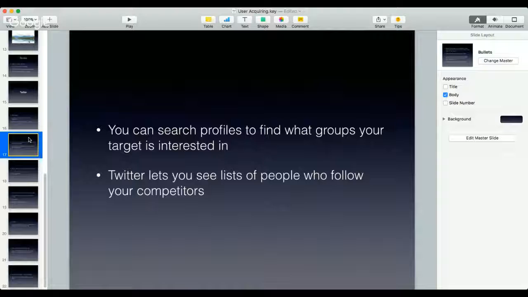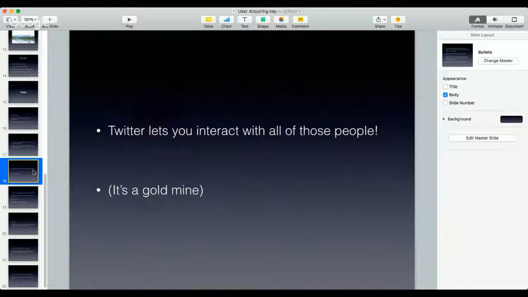If we use business coach as an example, I'm a business coach trying to get more customers. Well, I can actually look at other business coaches and start to see who is actually following them. That's a shortcut way of starting to really find customers who might be interested in my offering. And then, of course, Twitter lets you interact with all these people, which basically adds up to a gold mine. It can generate a tremendous amount of leads, or the right leads for you, and power your whole marketing campaign. Many companies have done that.